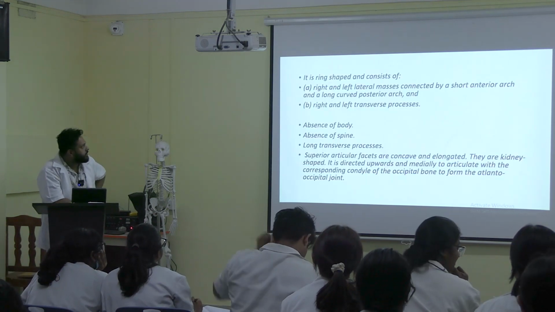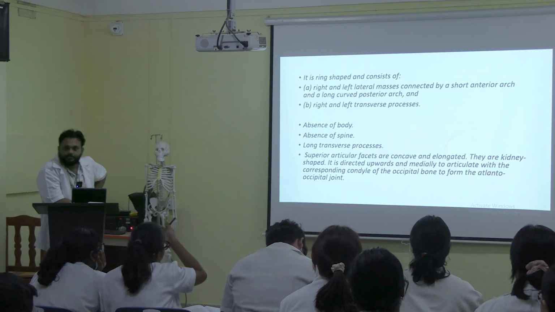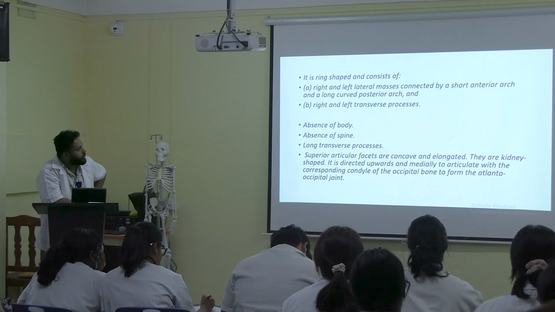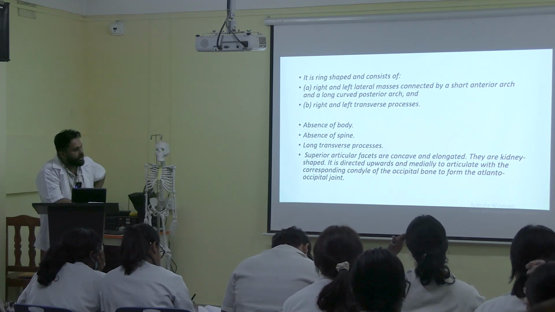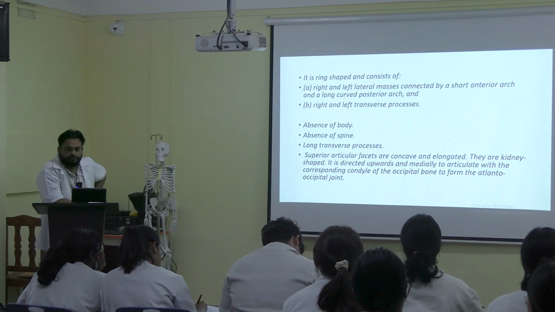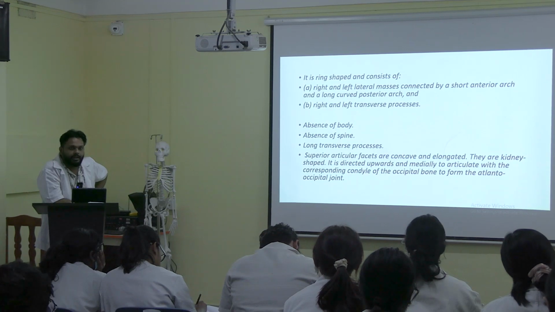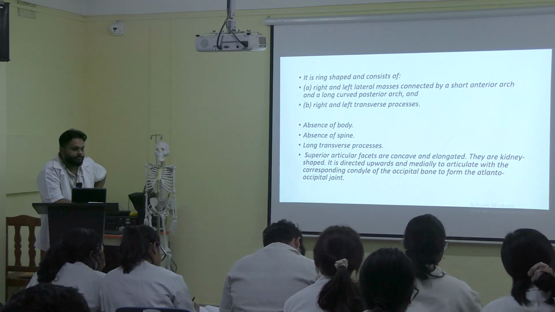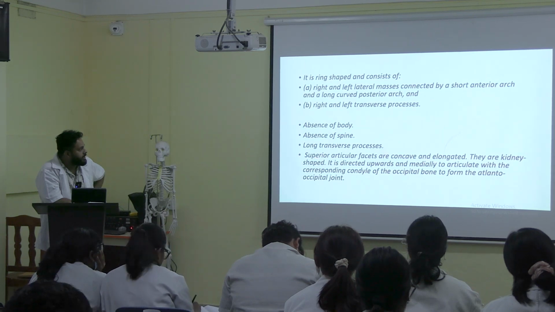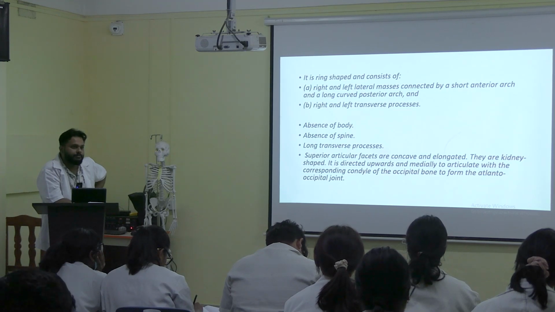This is the Atlas. I have already told you people, just reading it. It is ring shaped and consists of right and left lateral masses connected by a short anterior arch and a long curved posterior arch. Right and left transverse processes are seen. Of the features: absence of body, absence of spine, and relatively longer transverse processes. Superior articular facets are concave and elongated. They are kidney shaped, directed upwards and medially.